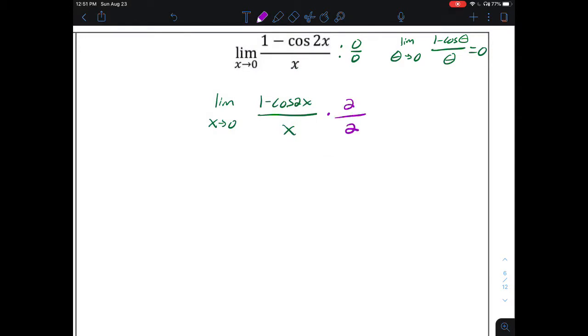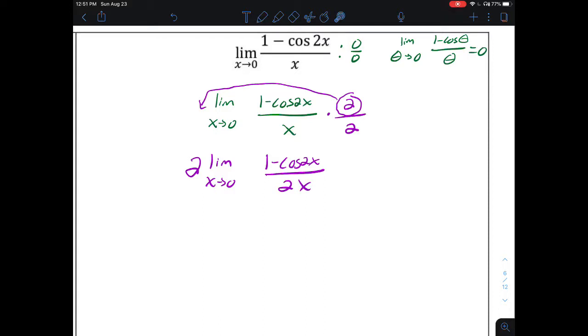Now, I'm not going to distribute that 2. What I'm going to do is I'm going to take this 2 and I'm going to pull it outside of the limit there. So it'll be 2 times the limit as x approaches 0 of 1 minus cosine of 2x divided by 2x. Now, we are very close to being able to apply our special trig limit.